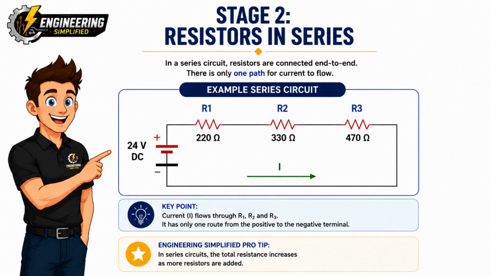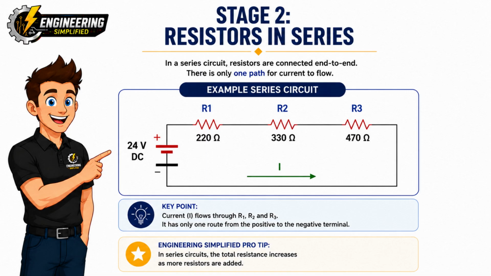Starting at the positive terminal of the power supply, the current flows through R1, then R2, then R3, before returning to the negative terminal. Because there's only one path, the same current flows through every resistor in the circuit. It doesn't matter whether the resistor is 220 ohms, 330 ohms, or 470 ohms. The current is identical through all three.